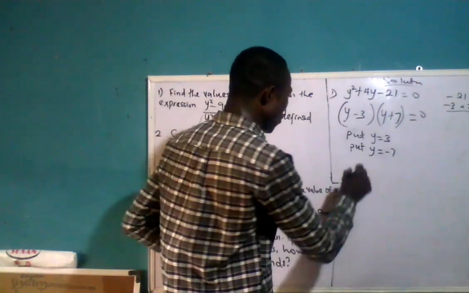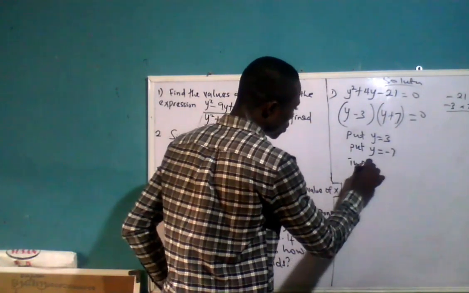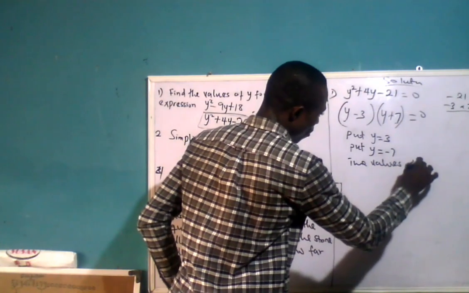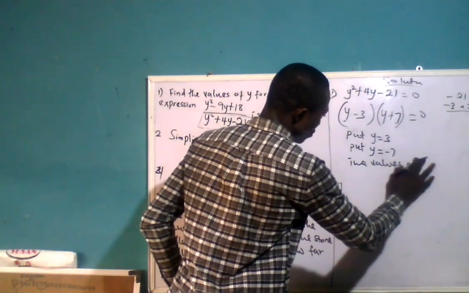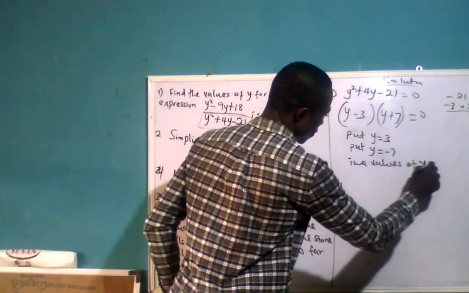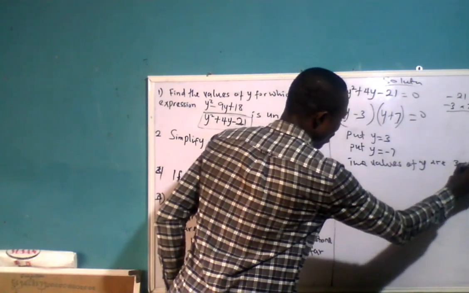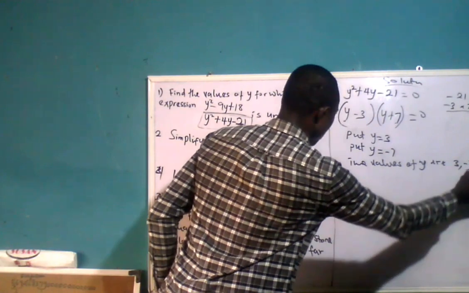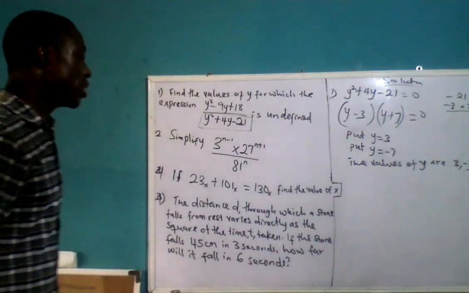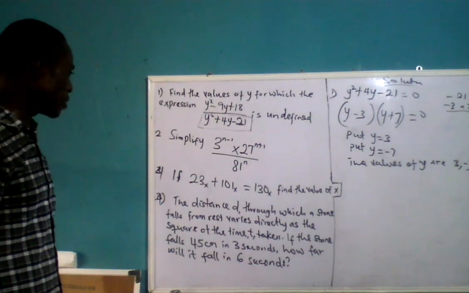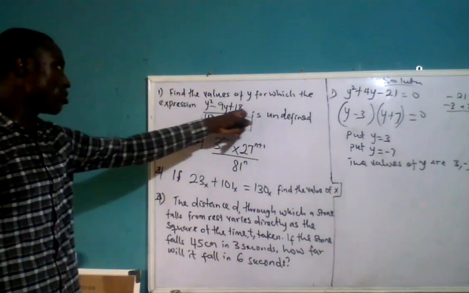Therefore, you have the values of y are 3, negative 7. Okay, that's the final answer. You have 3, negative 7 to be the values of y that we are looking for. Of course, the values of y that can make this expression undefined.